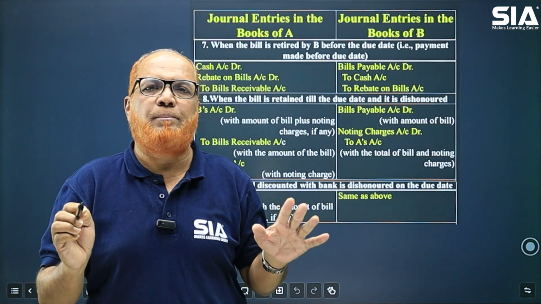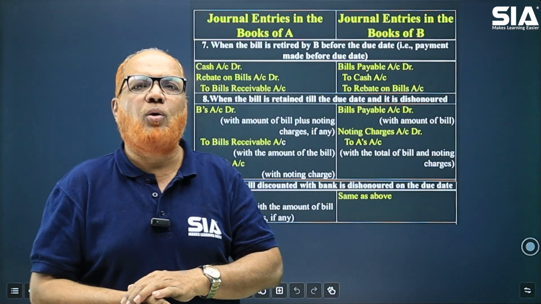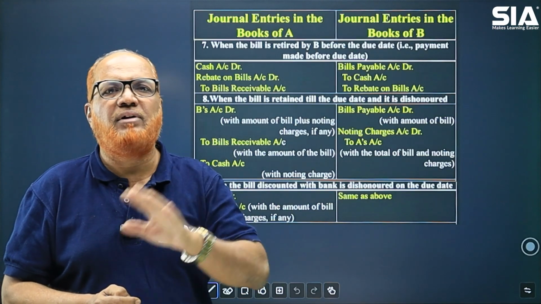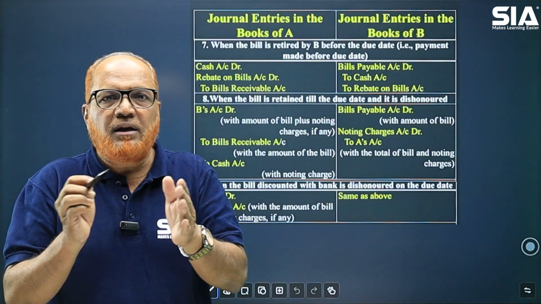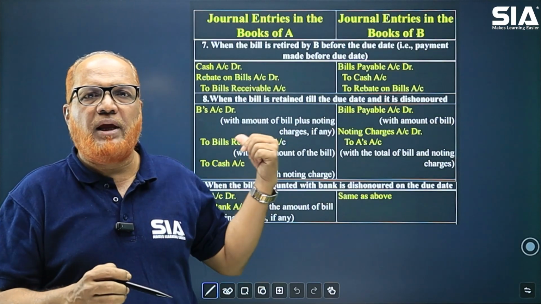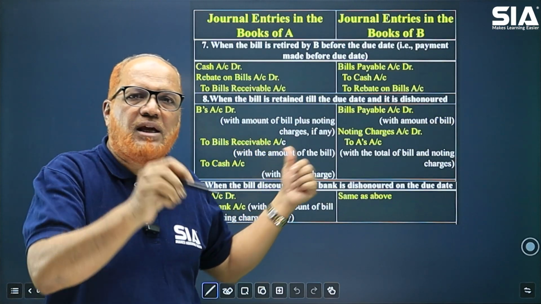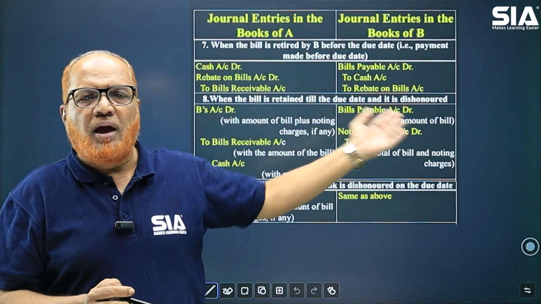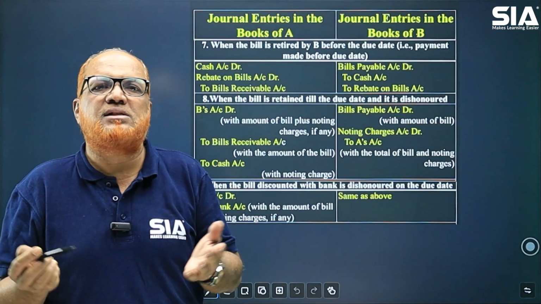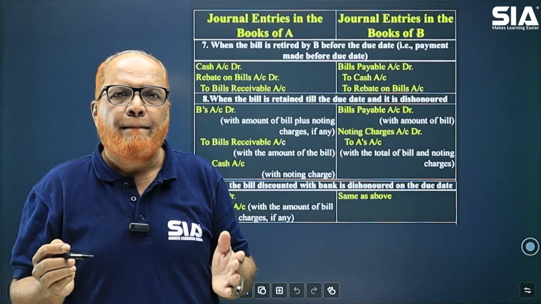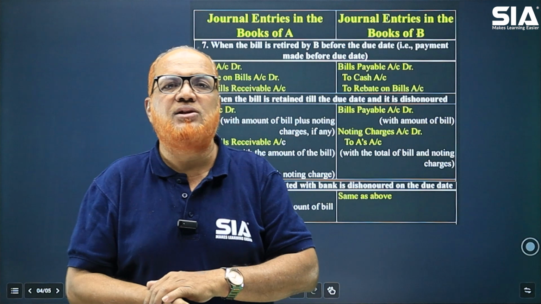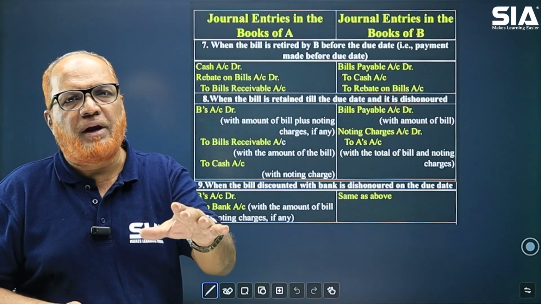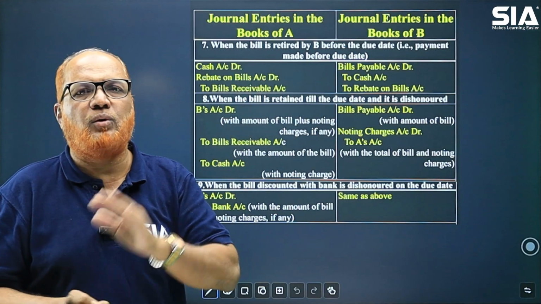10,000 rupees is the example in our case. A will say, okay, pay 9,000 rupees only. 1,000 rupees rebate I will give. So rebate given is a loss to A and rebate is a gain to B, because instead of paying 10,000 he is paying only 9,000, and A also, instead of getting 10,000, is getting only 9,000. So when the bill is retired, it is called retirement of bill. What is retirement of bill? When the amount of the bill is paid before maturity, before the due date.